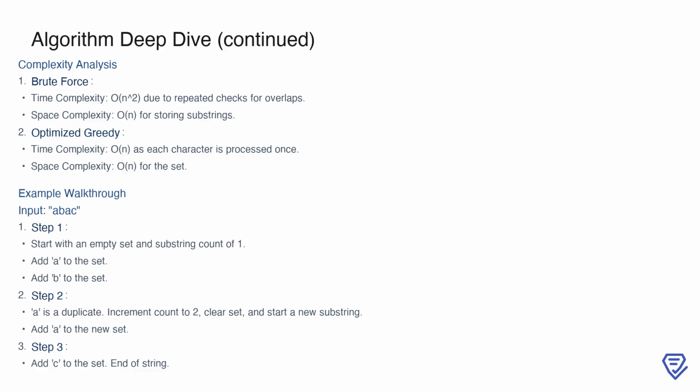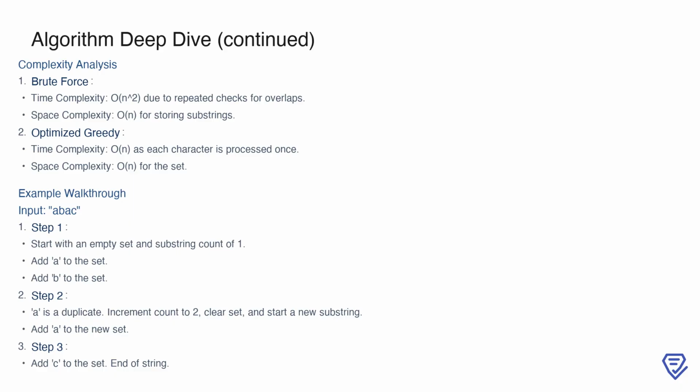Analyzing the complexity of both approaches provides additional clarity. The brute force method has a time complexity of O(n squared), as it involves repeated checks for overlaps between substrings, and a space complexity of O(n) to store substrings. In contrast, the optimized greedy approach improves significantly, with a time complexity of O(n), since each character is processed only once, and a space complexity of O(n) for the set used to track characters.